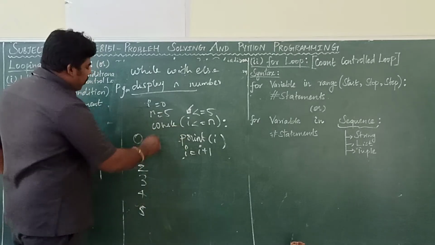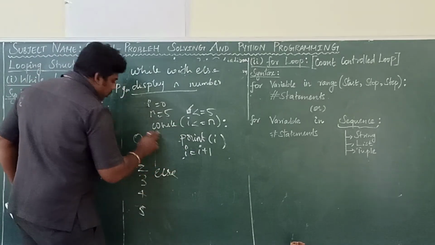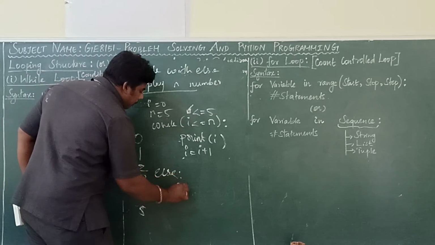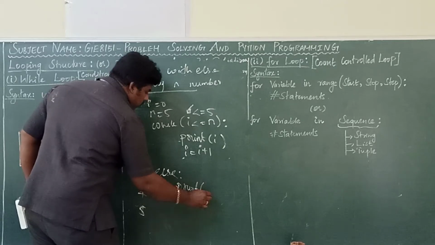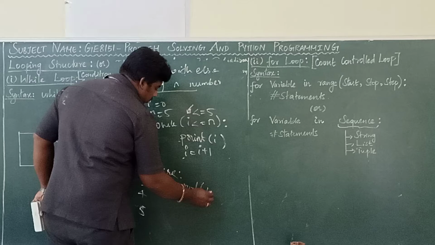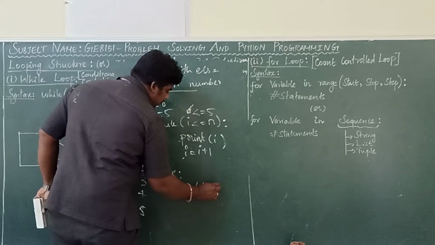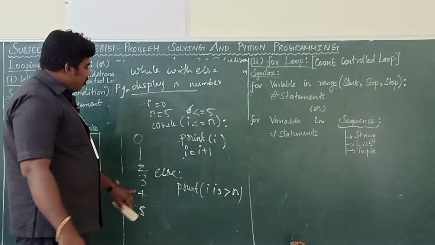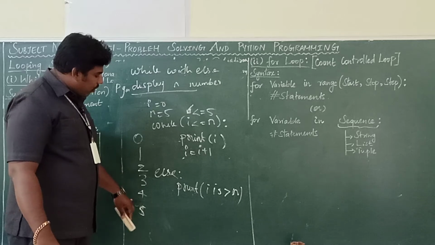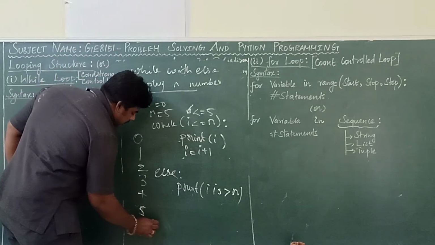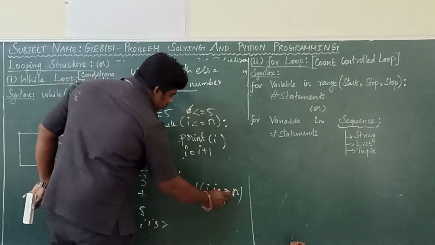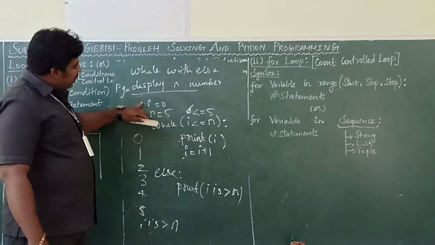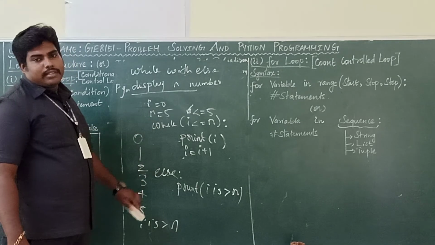While it's coming out, I am putting the else. The else will always be straight under the while. Else, print, just print "i is greater than n". So what will be the output? Till then it will print 1, 2, 3, 4, 5. Then it will print "i is greater than n". Okay, so similarly, like if-else, you can use while with else also.